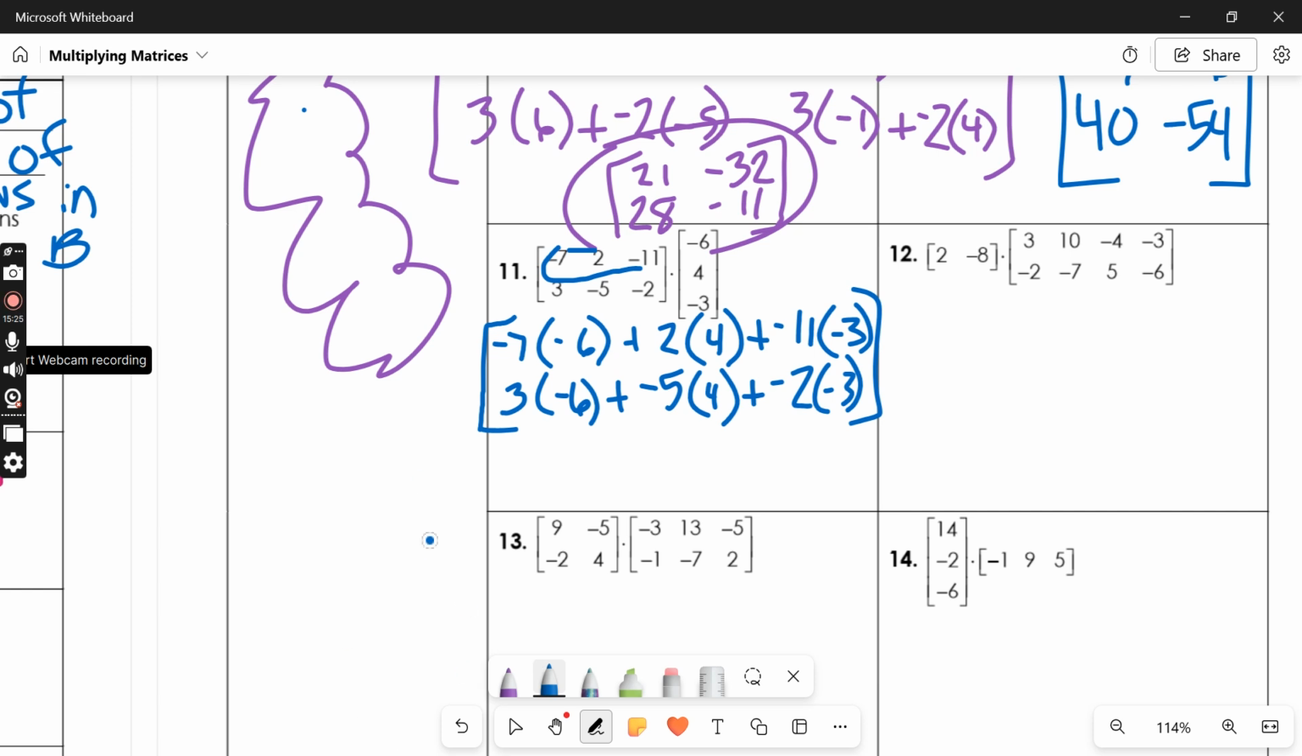So notice this does end up being a 2 by 1. So when I actually work those out, I would get 83 and negative 32. Again, you can do this in your calculator. I'm just writing it down really quickly so I don't have to look back and forth at it.